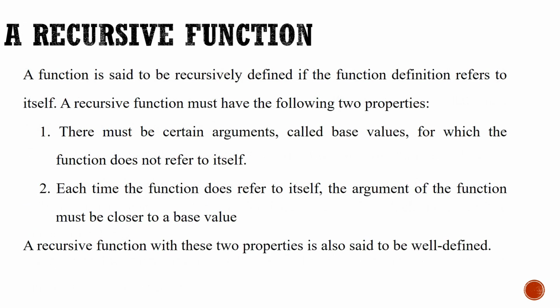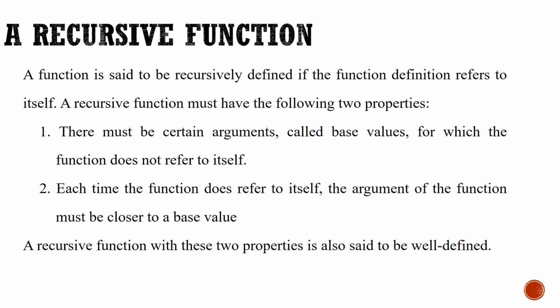Next, a recursive function. A function is said to be recursively defined if the function definition refers to itself. A recursive function must have the following two properties. The first one is there must be certain arguments called the base values for which the function does not refer to itself. That is our first condition. That is, at some point of time the function should end.